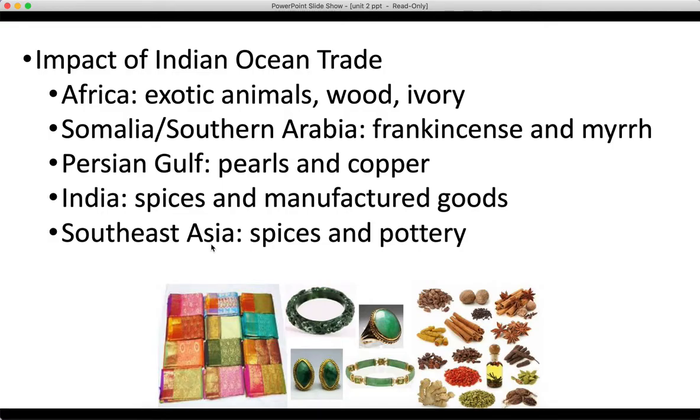From Somalia and southern Arabia, so think specifically about sort of Oman and Yemen, you will have frankincense and myrrh, so there's a lot of agriculture that's happening on the southern coast of the Arabian Peninsula. From the Persian Gulf region, you're going to have pearls and copper. From India, you're going to have spices and manufactured goods, silk, rugs, pottery, things that are made. And then from Southeast Asia, you are going to find spices and pottery.